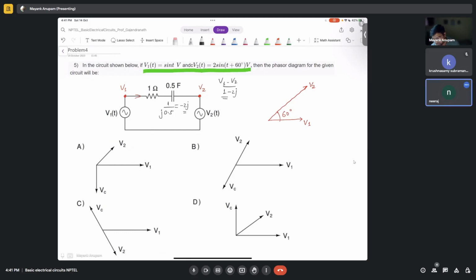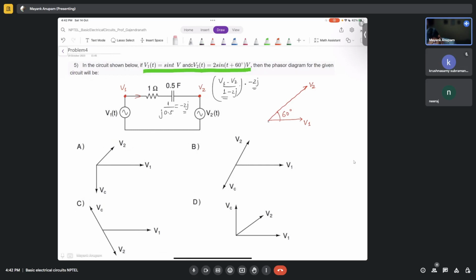And then, what will be the voltage across the capacitor? This current multiplied by the capacitive impedance, right? So we first have to find out what is V1 minus V2. Student: Sir, we have to put it in polar form. Yes. So it will be somewhere here, right? No, don't solve it. You can always find the numerical answer, that's okay.